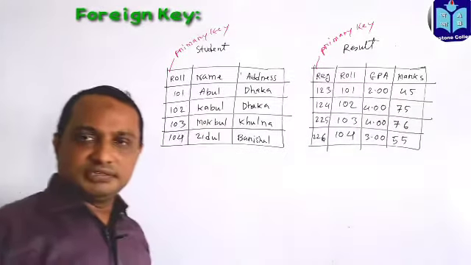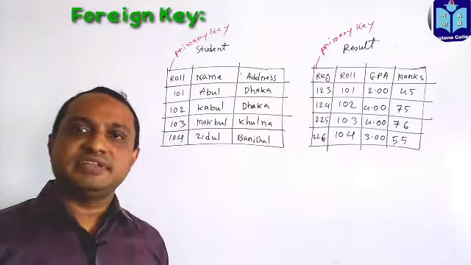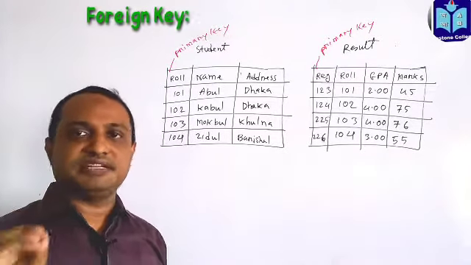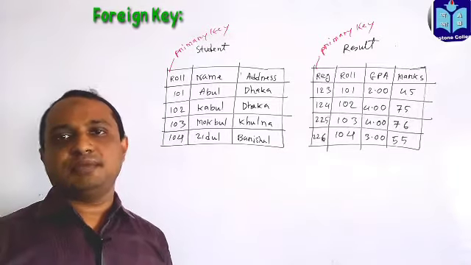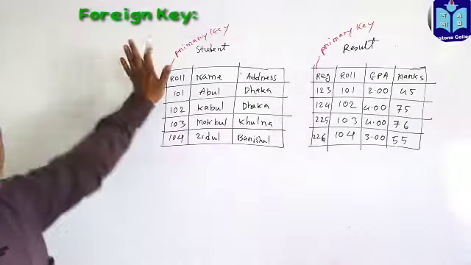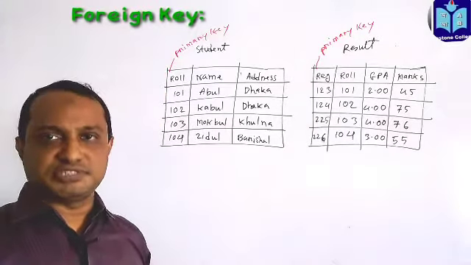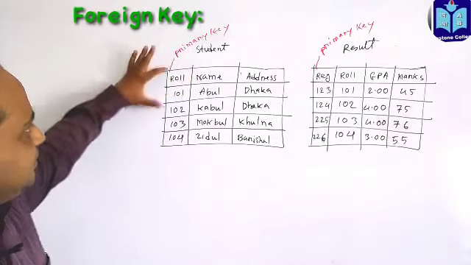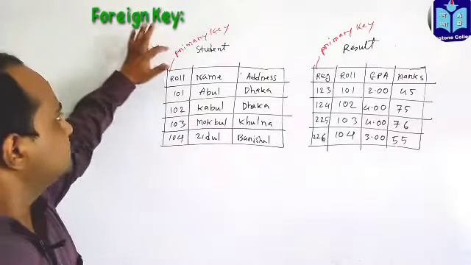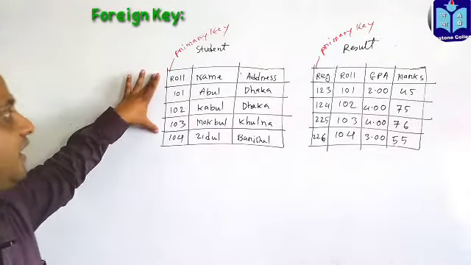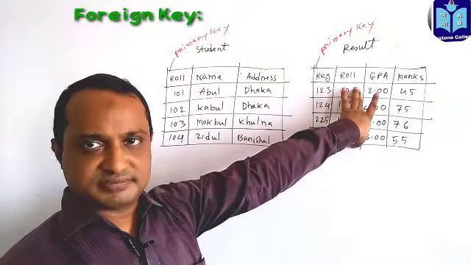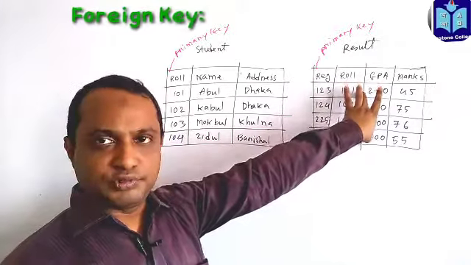You have to know that without a primary key a database is not possible. A table is possible, but to be a database it must have a primary key. It must. In the student table roll is a primary key because roll is a unique field, and this roll also exists in the other table, the same roll.